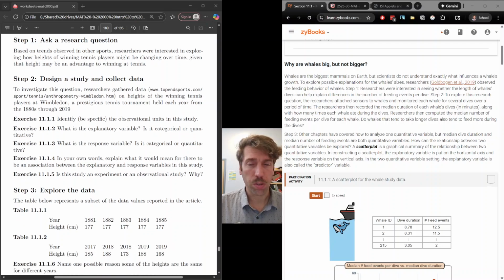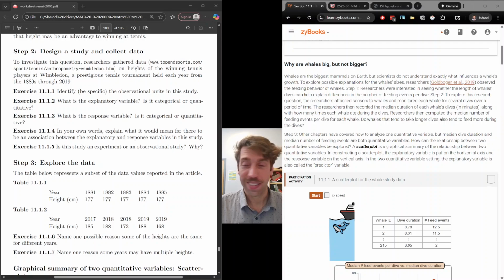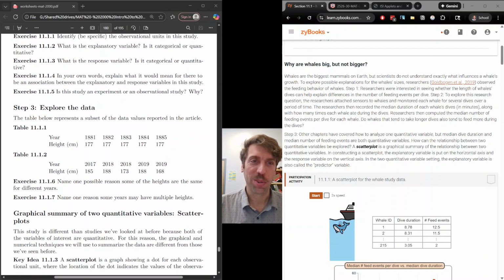So knowing that research question, what are the observational units in this study? You should be specific. And then what is the explanatory variable? Is it categorical or quantitative? This is again good review. What is the response variable? Is it categorical or quantitative? Now we're in the two quantitative variables section, so that's a good hint for those two questions.